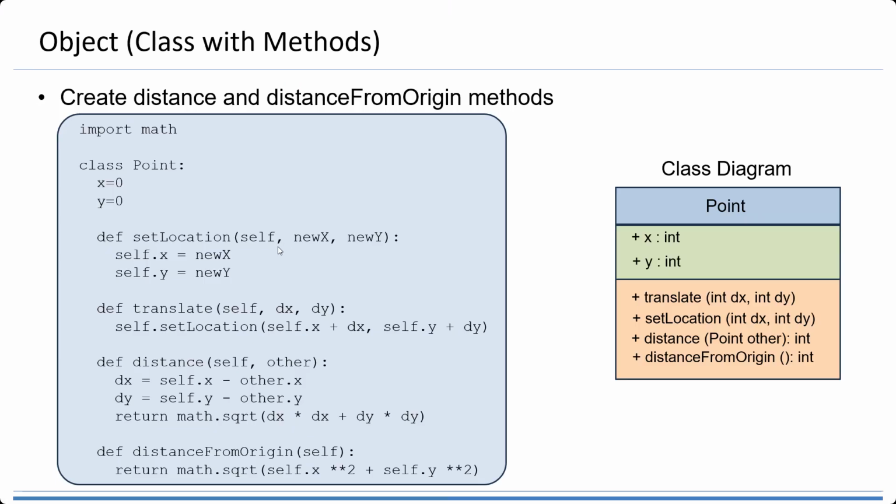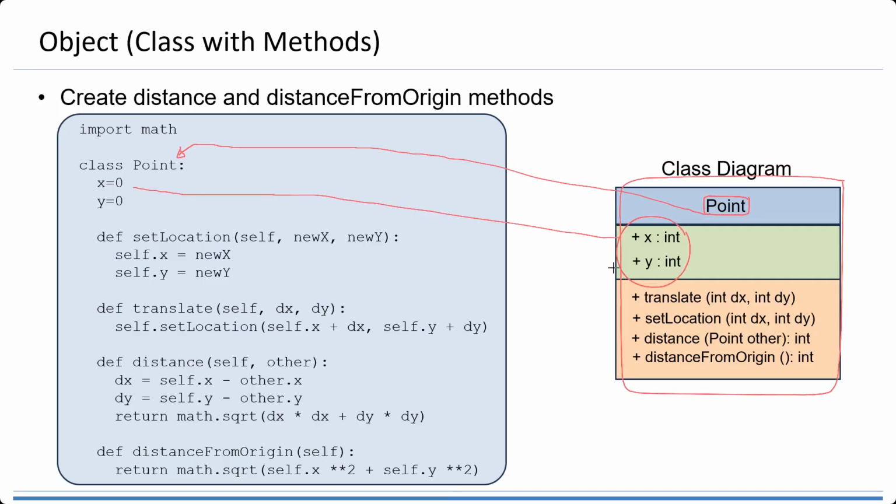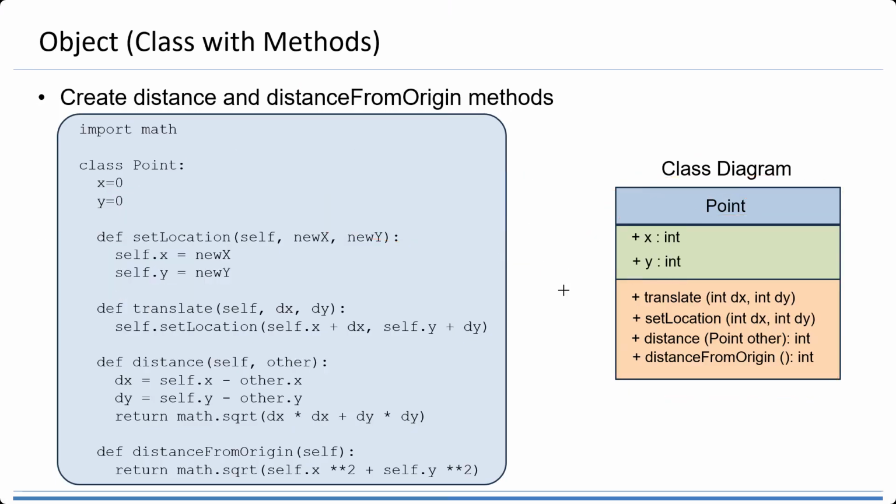Now let's see. You can have a new class. So this is the class diagram. There are 3 sections. This is the class name. The class name is point. We have 2 variables or 2 attributes, which is x and y. And let's put the value 0 as the initial value. And we have 4 methods, 1, 2, 3, and 4.